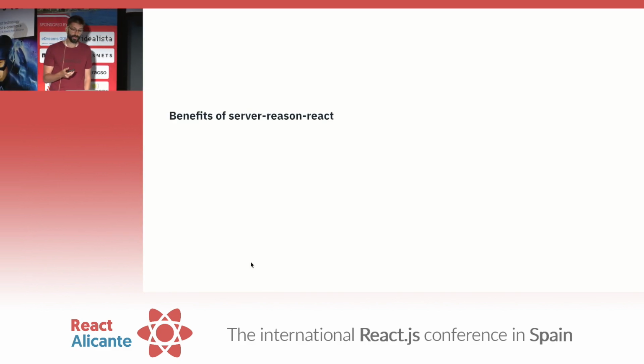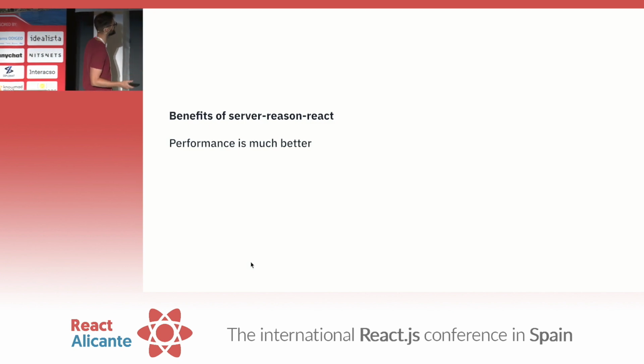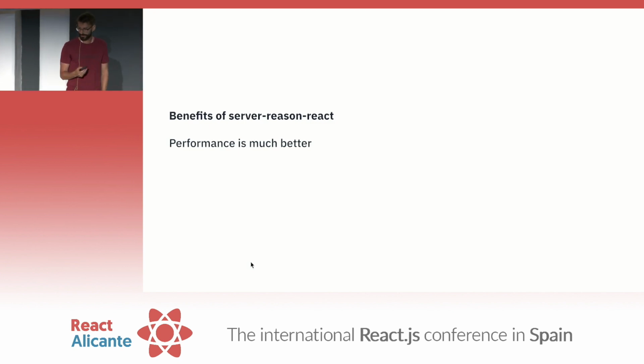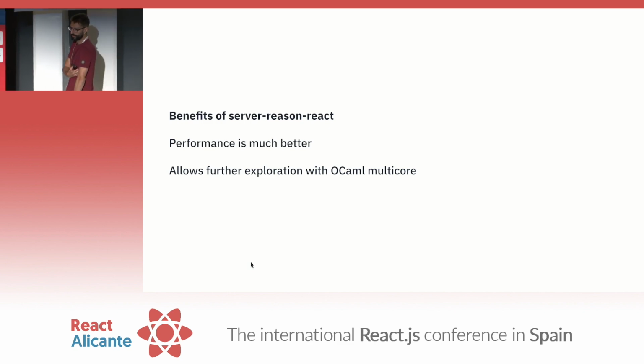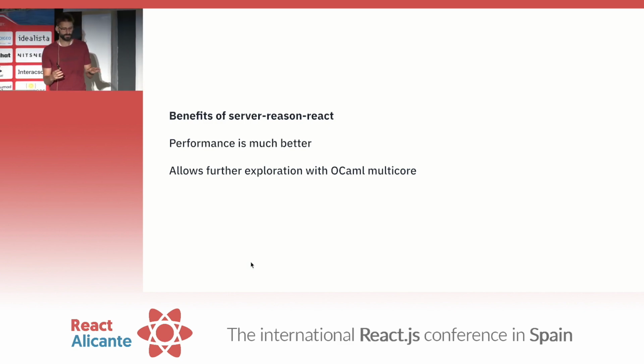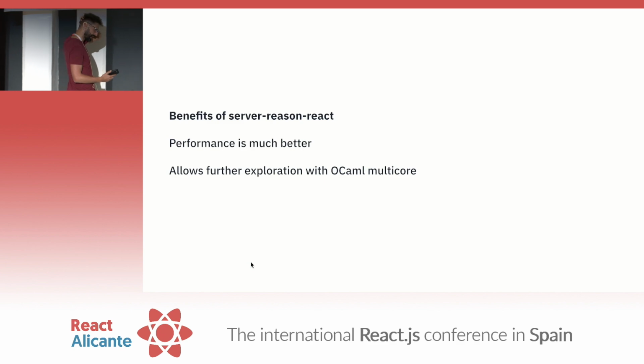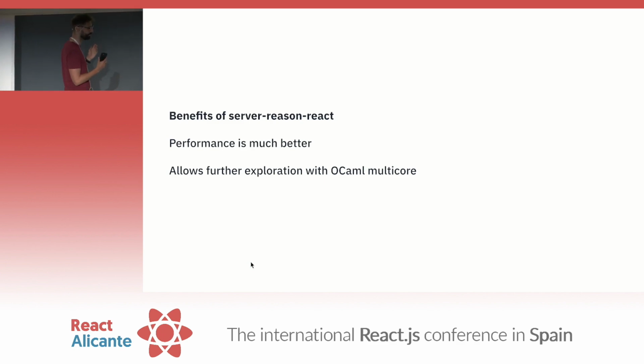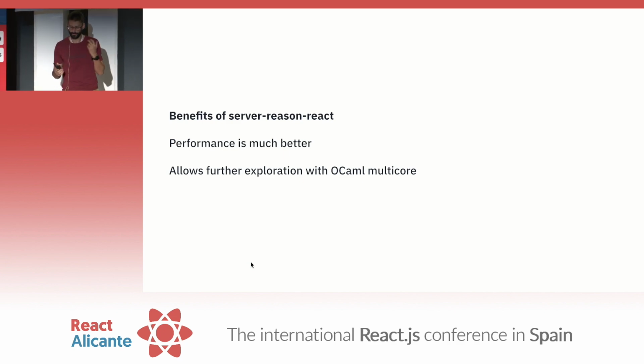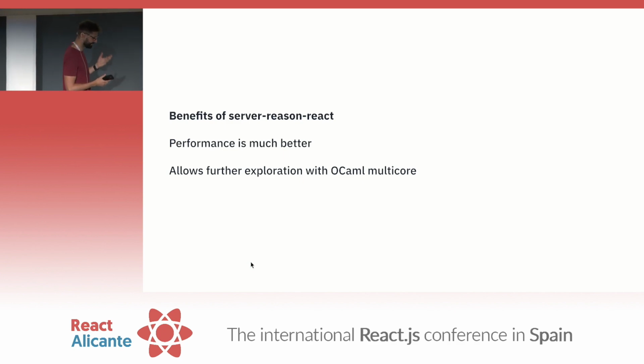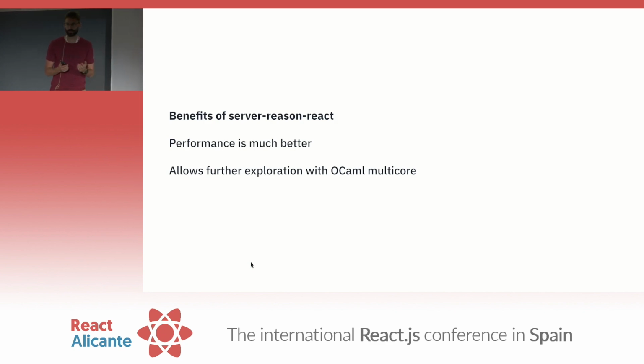So yeah, the benefit for us of using server-side React, as I said, is that the performance is much better. That was cool. It allows further exploration with OCaml multicore, and I'm going to explain a little bit what OCaml multicore is. OCaml has been working on multicore for 10 years, which means you can run code safely on different cores of your machine. For example, in Node, it's not possible. There are some ways to work around it using workers, but having a language primitive that runs on multicore can allow us to parallelize operations very, very fast, right?